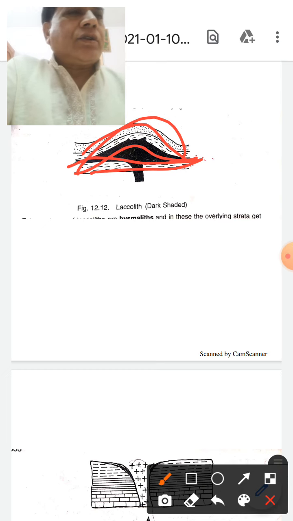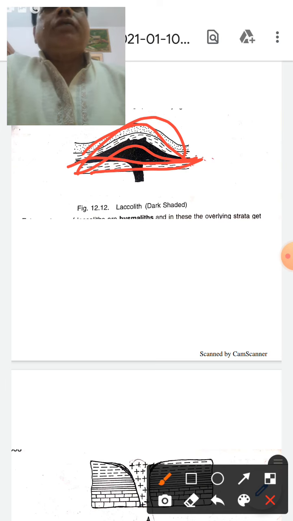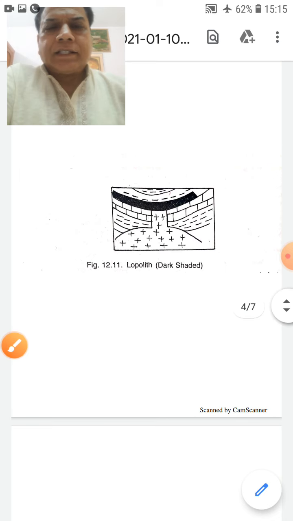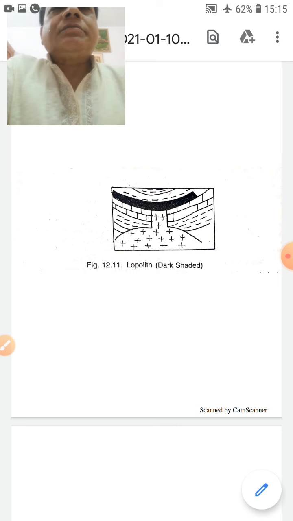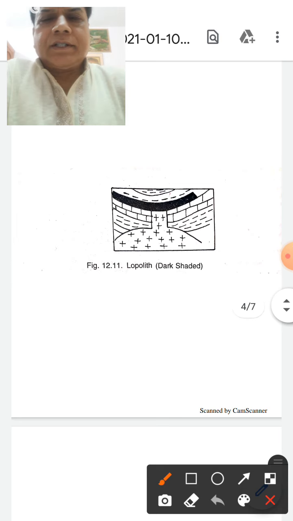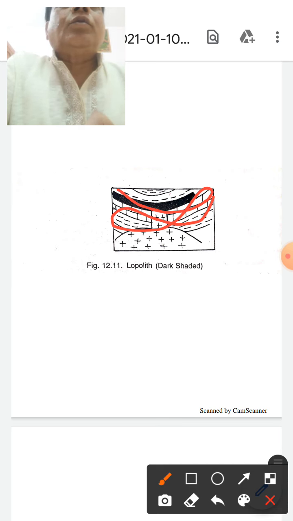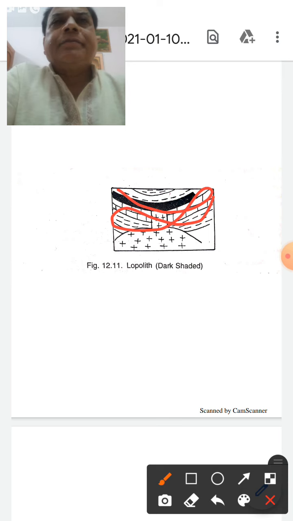Now the next concordant form is your lopolith. Lopoliths are igneous masses which are associated with structural basins. This is your structural basin. Basins, that is, sedimentary beds inclined toward a common center, are termed lopoliths. They may form huge bodies of consolidated magma, often many kilometers long and thousands of meters thick.